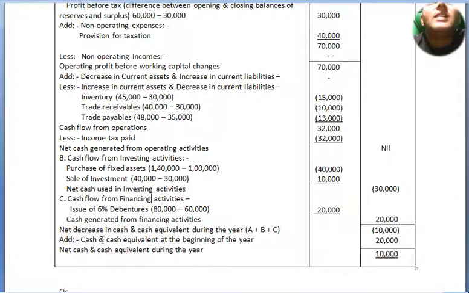Then we have to add cash and cash equivalent at the beginning of the year. The 20,000 amount you will get on the asset side, under current assets, cash and cash at bank. Altogether we got the closing balance: net cash and cash equivalent during the year, and at the beginning of the year. This is during the year. This is the beginning of the year. And net cash and cash equivalent at the end of the year.